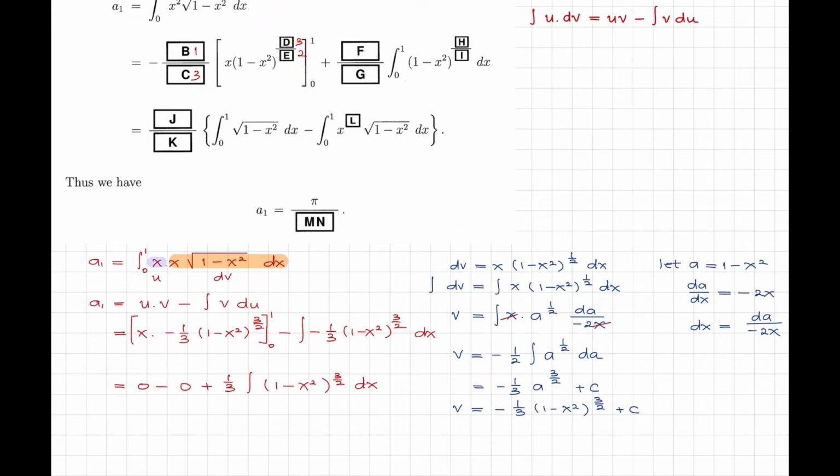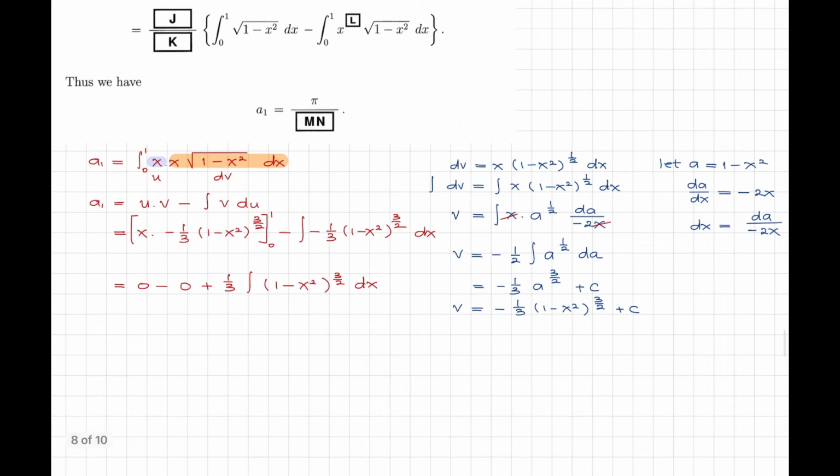0 until 1. And then plus, negative times negative is plus, f over g. So f over g is 1 over 3. Integration of 0 until 1, (1 minus x squared) to the power of h over i. Then h over i is 3 over 2. We already get the second row here. And finally, we have to simplify the second row to obtain the third row.